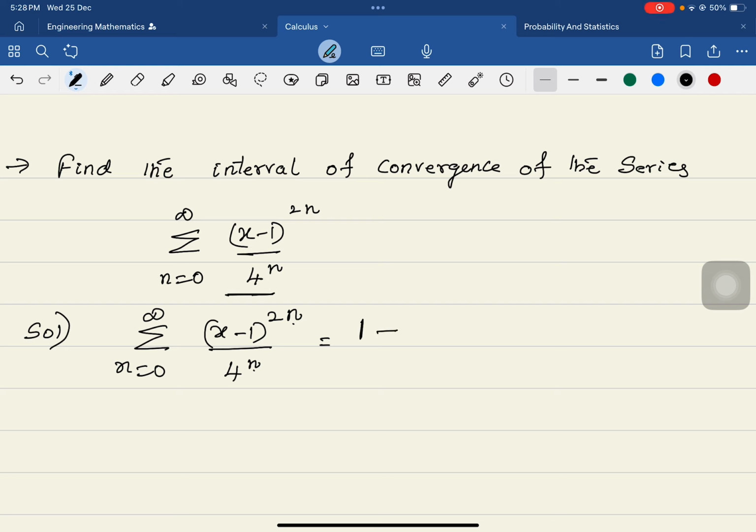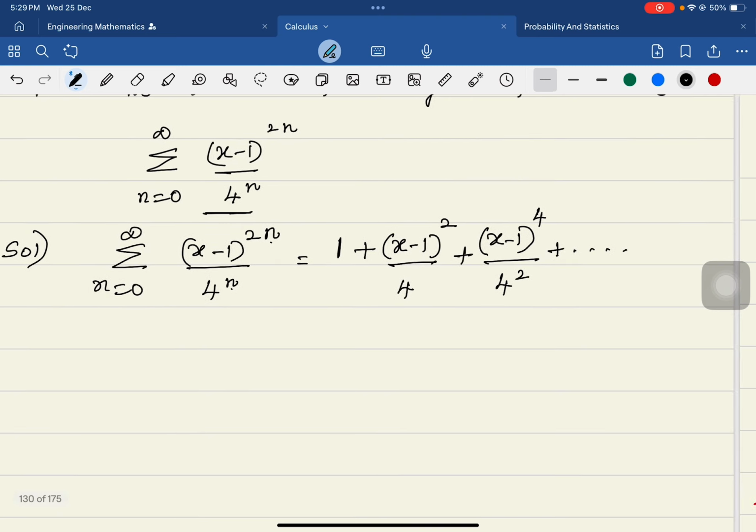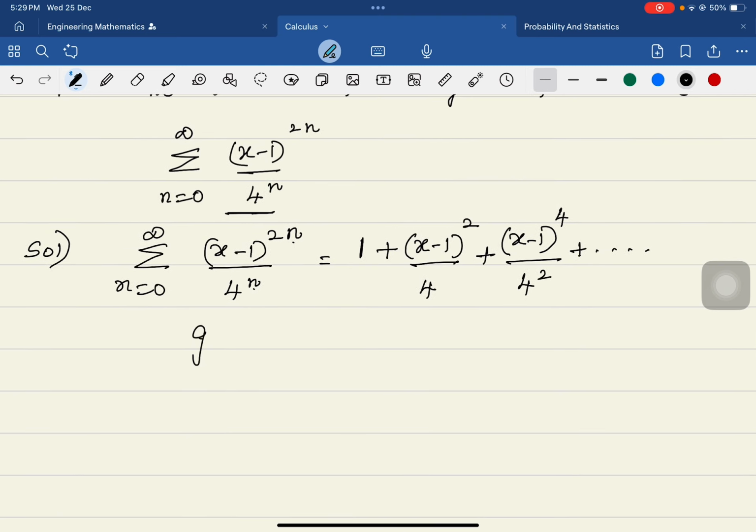And when you put n is 1, then please do it very clearly, so that (x minus 1) power 2 into 1 is 2, over 4 power 1 is 4, plus (x minus 1) the whole power 2 into 2, is 4, by 4 power 2, and so on and so forth. So it is clear that it is a geometric series. So this is the geometric series. Now what is the common ratio?